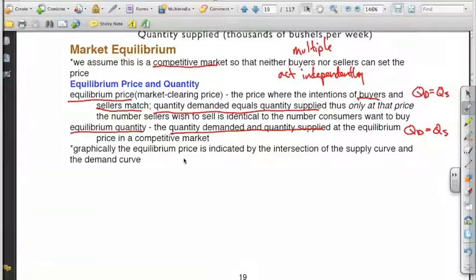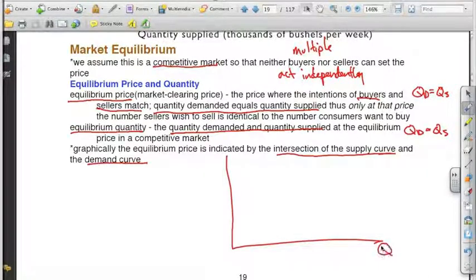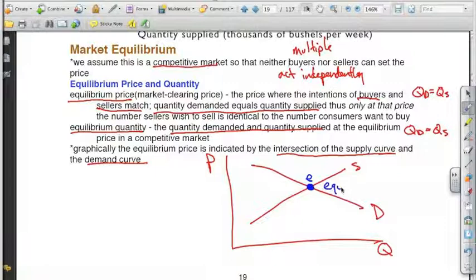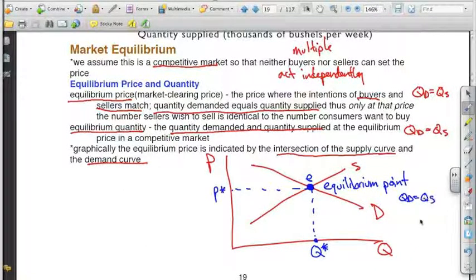To find this, it's just a graphical interpretation of the intersection between the supply curve and the demand curve. So if we have our market with quantity down here, price up here, we have our demand curve and our supply curve, where they intersect right here in the middle, so this is our equilibrium. All we do is come down to the horizontal axis, find Q star, come over to the price axis, find P star. This is our equilibrium price and our equilibrium quantity. At this equilibrium point, we know that quantity demanded equals quantity supplied.